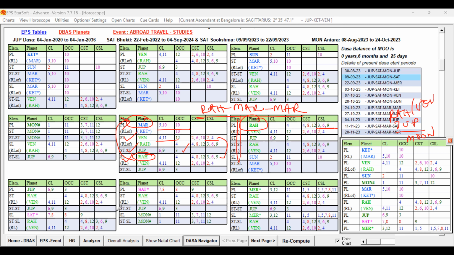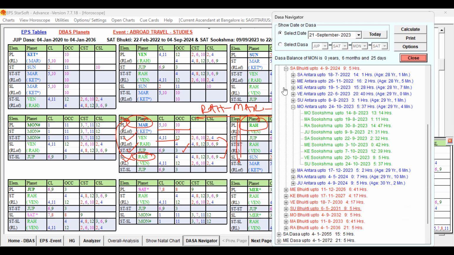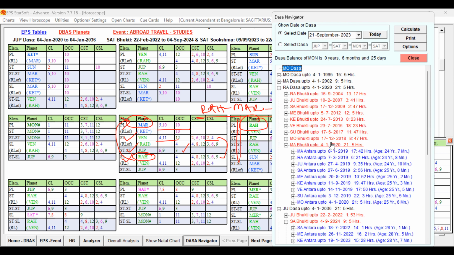she traveled abroad. She traveled abroad for pursuing higher studies at the end of December 2018. December 2018 end. Just a minute. Rahu Dasa, Mars Bhukti, up to 17/12/2018, Moon Bhukti was running.